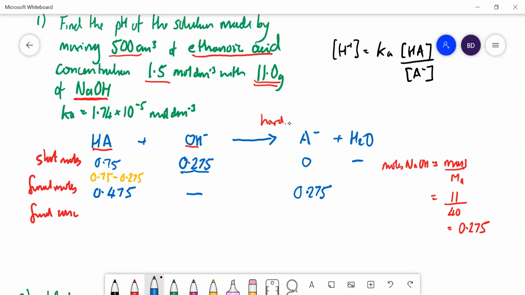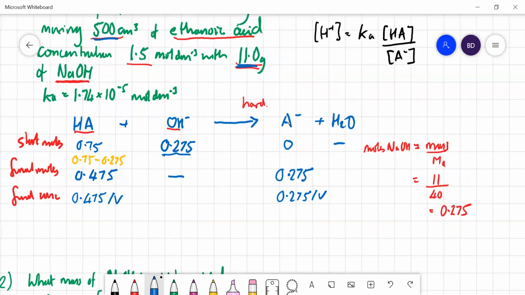The final concentrations then, all we've got to do is divide by the volume V. Now, this is quite interesting because we don't know the volume V in this case. We started off, we know the volume of the ethanoic acid, 500, but then we added 11 grams of sodium hydroxide, so that will increase the volume a bit. We don't know how much it increases it by, but it doesn't matter because we're just going to call it V and it will cancel out as usual. 0.275 divided by V. Okay, so where are we going to go with all that then?